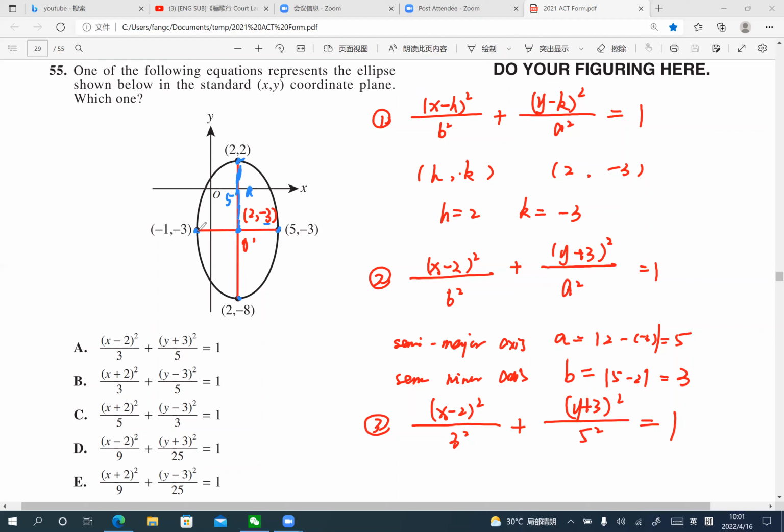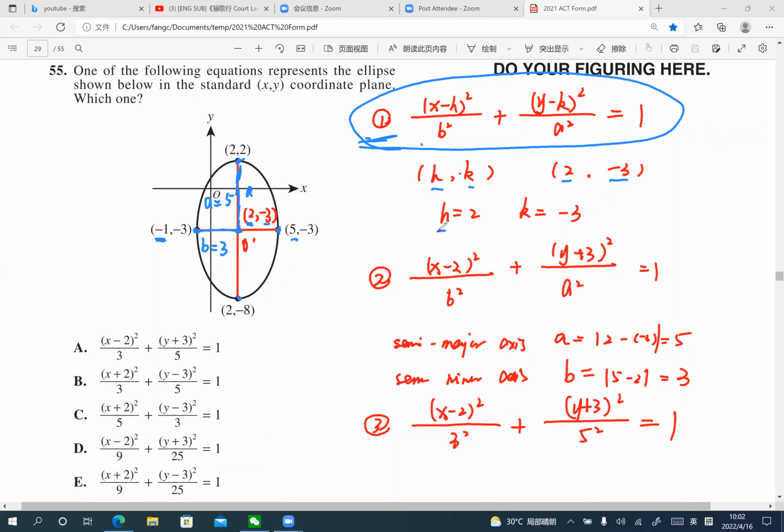And the semi-minor axis here, after we observe the two vertices and the center, we can tell B equals 2 minus negative 1, or 5 minus 2. So it's the same, always 3. So now we have A equals 5, B equals 3. And for an ellipse whose major axis is parallel to the y-axis, it should be in the form of equation 1. It should be like this. And the center of the ellipse, we already know its coordinates, H and K, respectively equal 2 and negative 3.